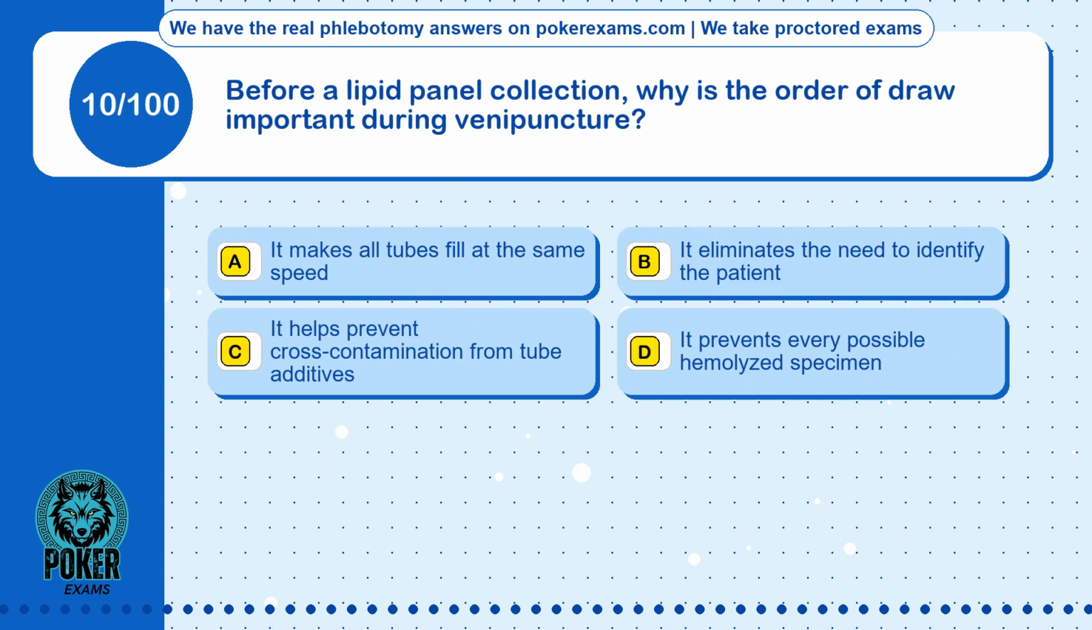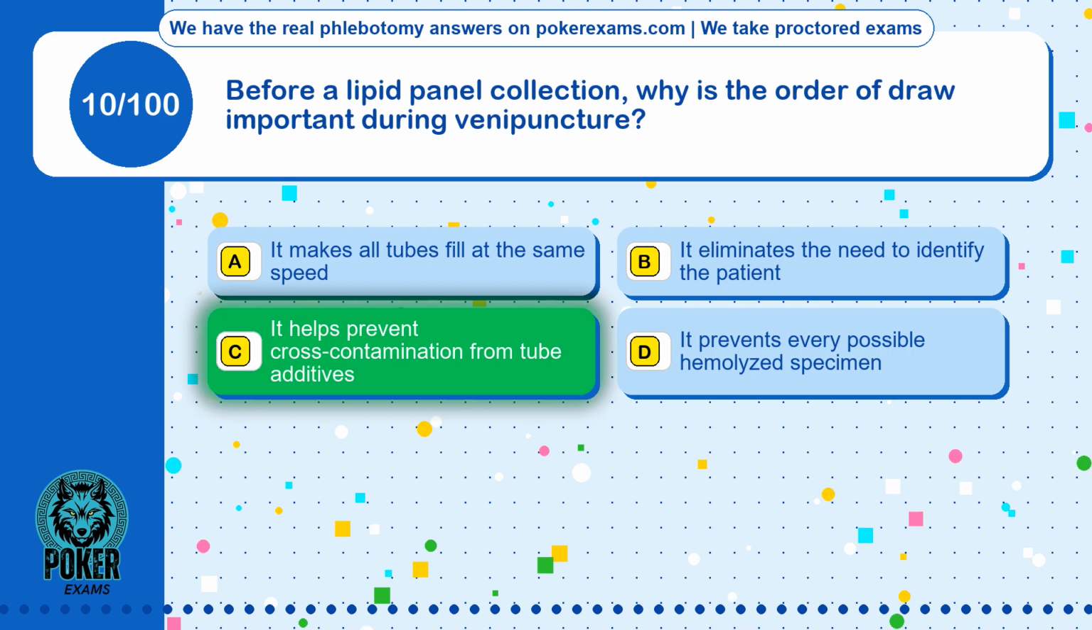Question 10. Before a lipid panel collection, why is the order of draw important during venipuncture? Option A. It makes all tubes fill at the same speed. Option B. It eliminates the need to identify the patient. Option C. It helps prevent cross-contamination from tube additives. Option D. It prevents every possible hemolyzed specimen.